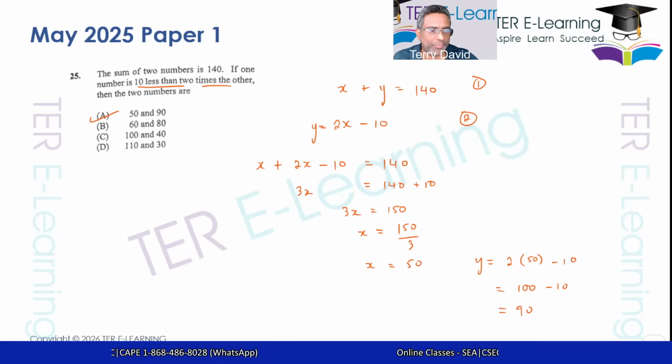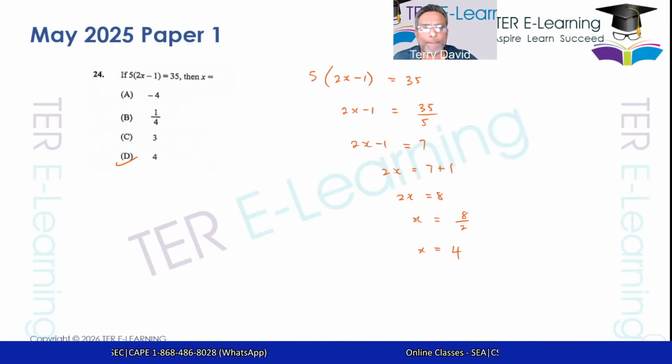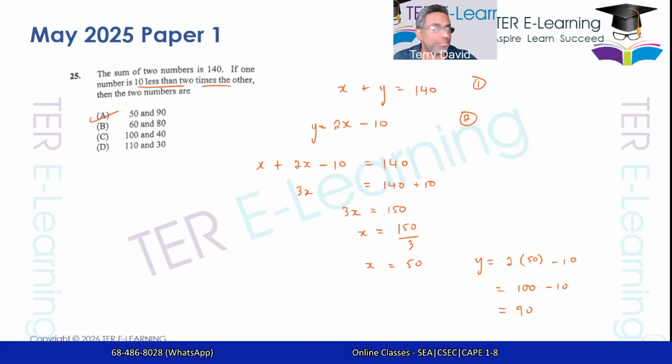What are you saying about 24 is wrong? Which one is 24? Did I reach yours yet? 24? I'm not sure why you're saying 24 is wrong. 24 is correct.